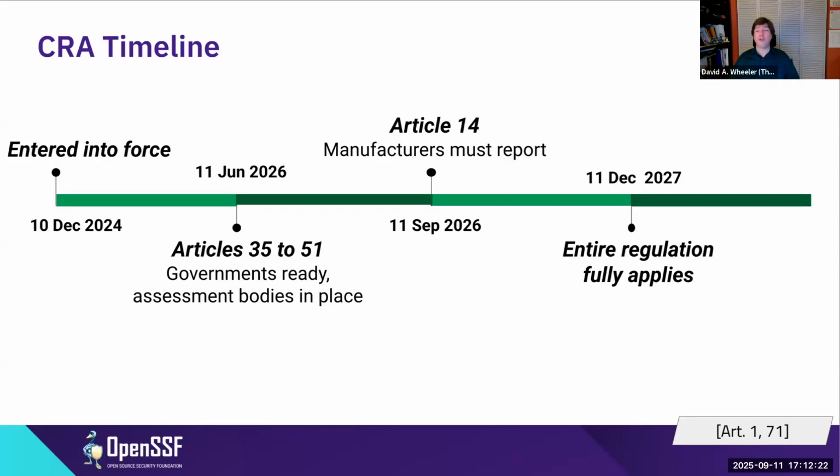All laws can be changed, but I wouldn't expect that just because you want change does not mean it's going to be changed for you. Okay. Governments are working to get things in place right now, and by 11 December, 1 year from today, manufacturers must begin reporting as required in Article 14 of the CRA. By 11 December 2027, the entire regulation fully applies.